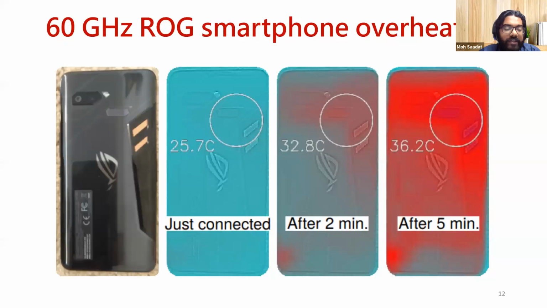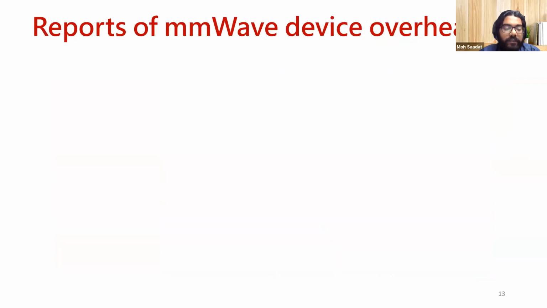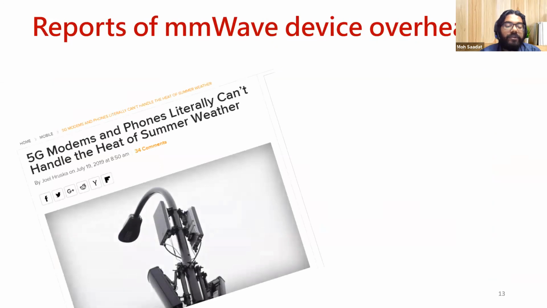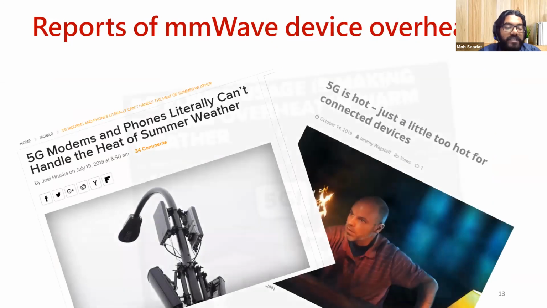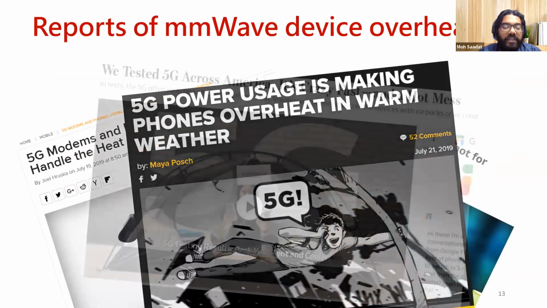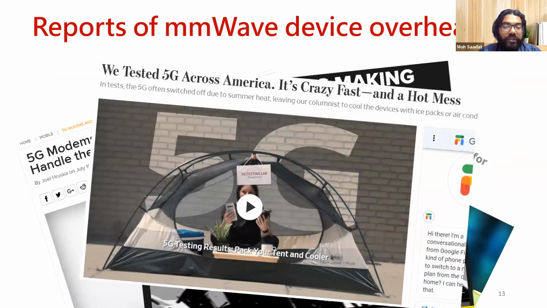There's already a 7-degree increase in temperature just within 2 minutes, and by 5 minutes, temperature can reach abnormally high, almost 11 degrees above the resting temperature. Indeed, overheating of millimeter wave devices has been reported by several tech outlets, specifically in the last year, showing us clearly there is a research problem at hand that needs to be solved right away before 5G is widely deployed.